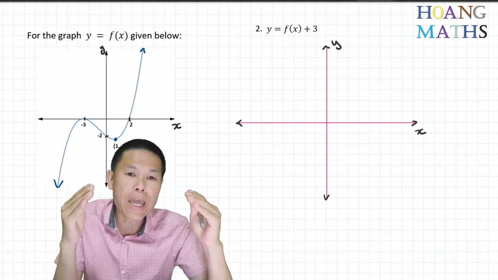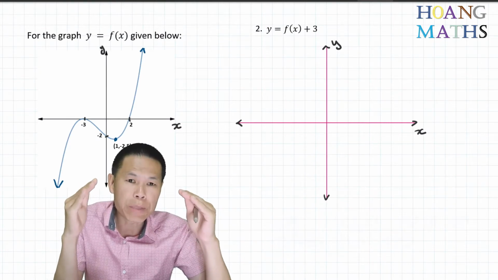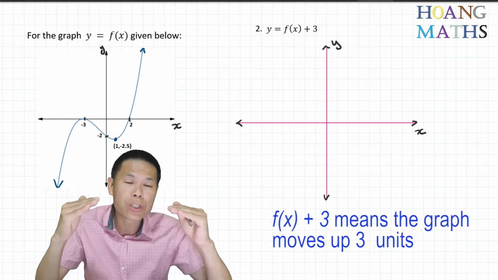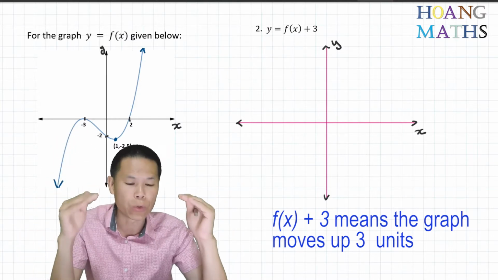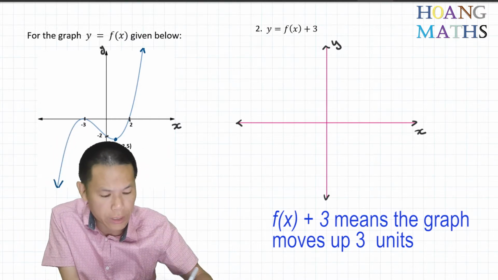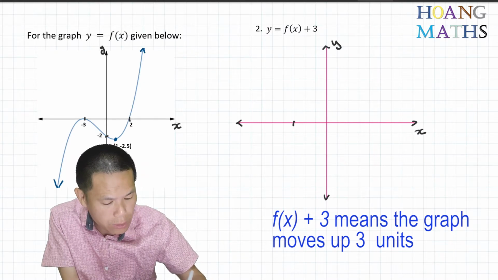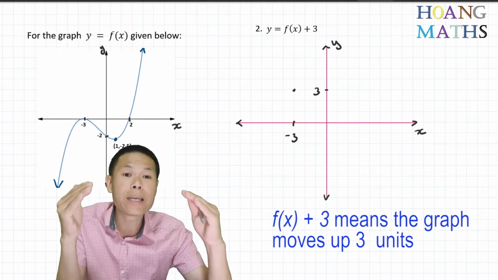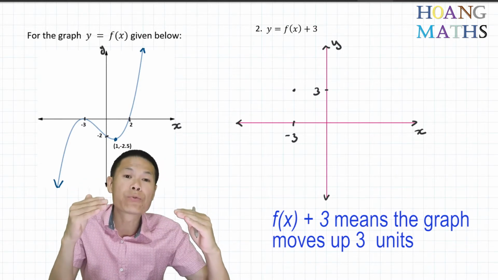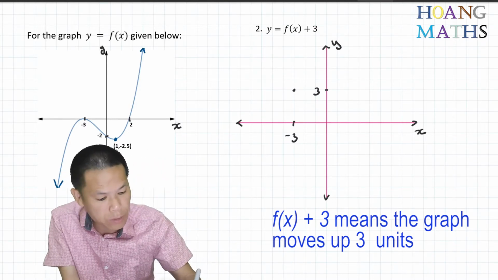Second one, f of x plus 3. It means the whole original graph is shifted 3 units up, that's all. So the first turning point is negative 3, 0. It moved up 3 units, so this is negative 3 there. It moved 1, 2, 3 up here, so just write 3 here. And then the y-intercept is negative 2. It moved 3 units up, so it becomes 1 here.